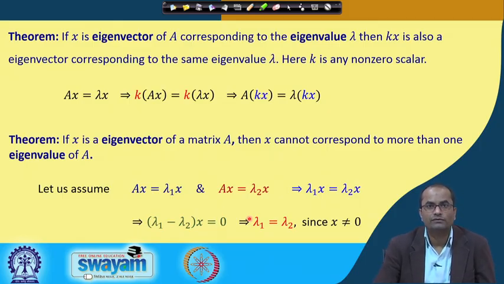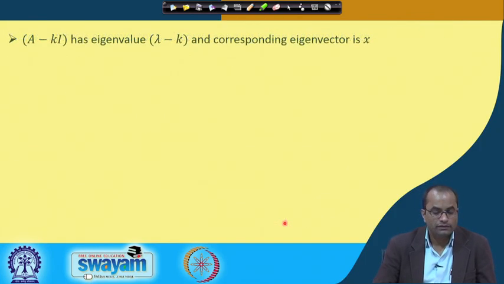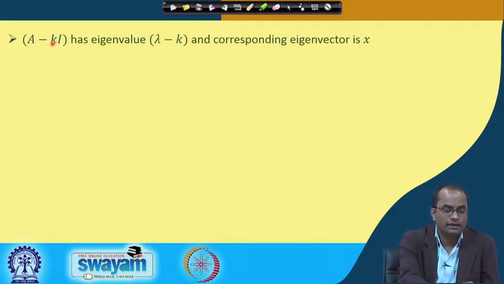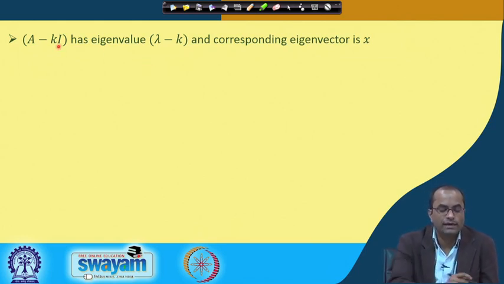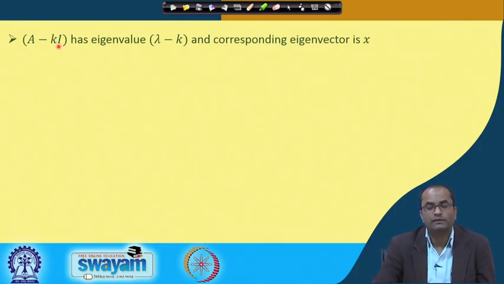You cannot have two distinct eigenvalues which correspond to the same eigenvector. Here, A minus k I has eigenvalue lambda minus k and the corresponding eigenvector is x. So, another result says that if we subtract k from the diagonal entries, the eigenvalues of this new matrix will be lambda minus k, and the corresponding eigenvector will remain x.